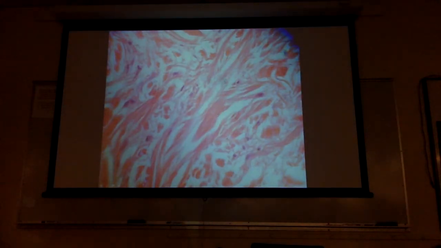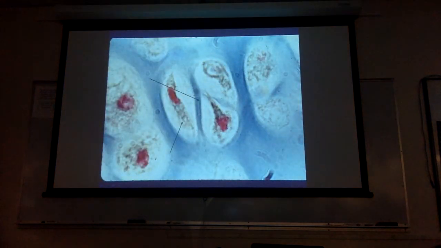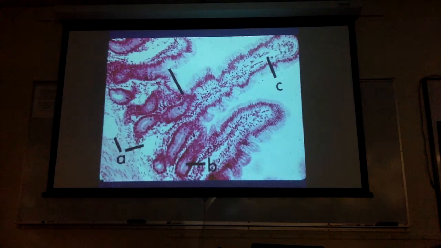What's this? Dense irregular connective tissue. What are these cells called? Chondrocytes. And what do you call this matrix here? This is the territorial matrix. See how much darker that stains as opposed to here? What's this tissue? Simple columnar, that's right.